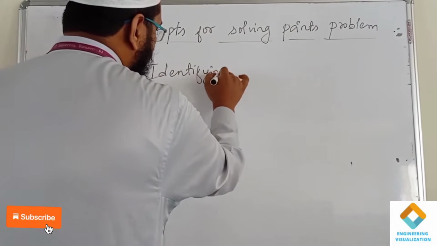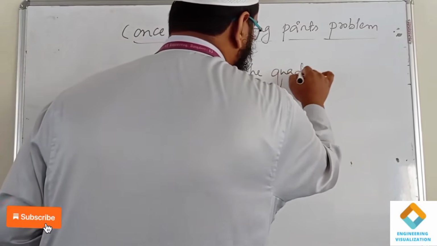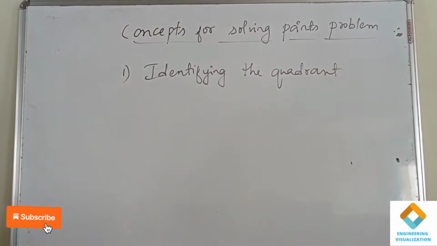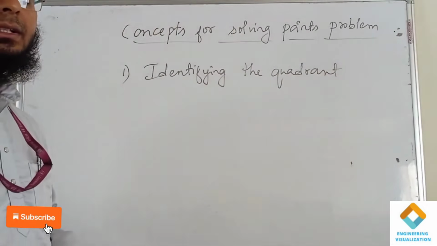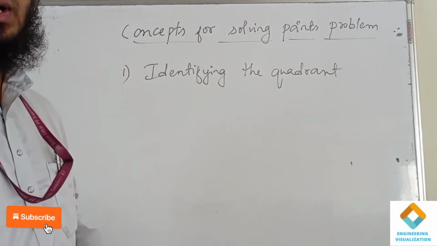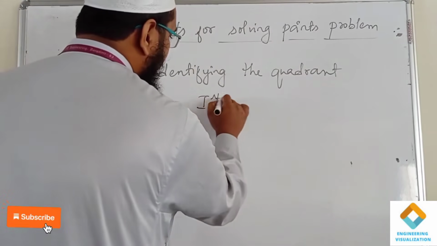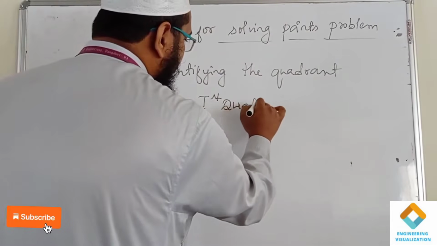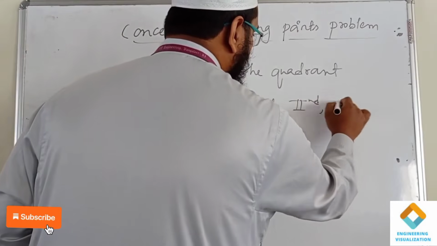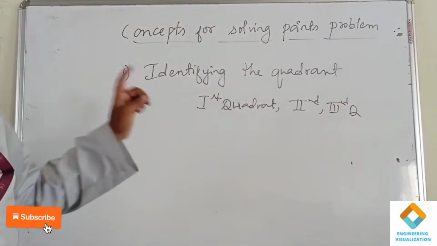identifying the quadrant. From the question we need to identify which quadrant it is. For example, if a point is lying 30 mm above HP and 20 mm in front of VP, it is in the first quadrant. Like that, the first thing is we need to identify whether it is in the first, second or third quadrant.